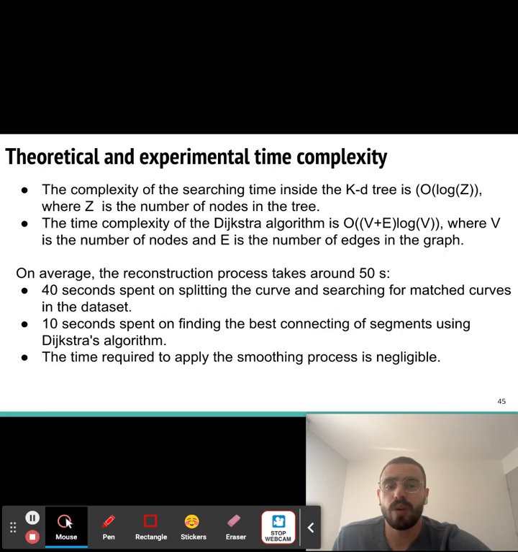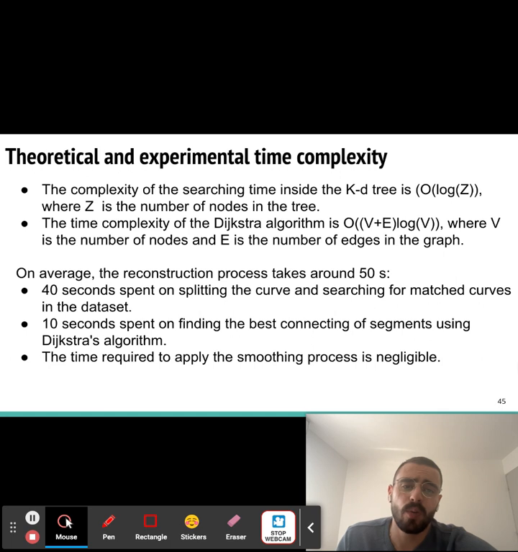Now, if we want to talk about the complexity of our algorithm, we use the KD-tree to search for the matched segment from the dataset for each input curve. The complexity to search inside the KD-tree is O(log Z), where Z is the number of nodes. We also used the Dijkstra algorithm, and the time complexity of the Dijkstra algorithm is O((V + E) log V).